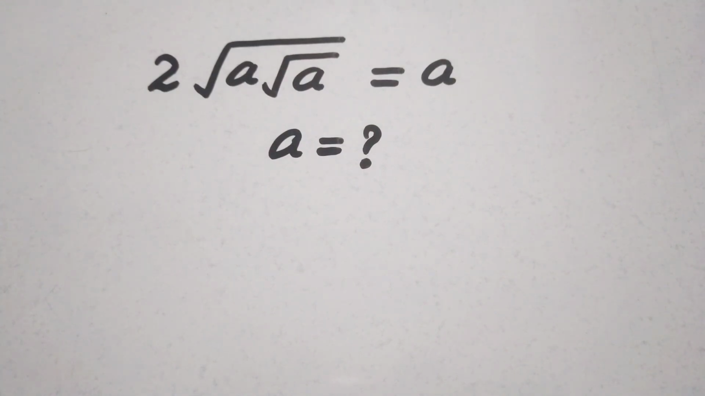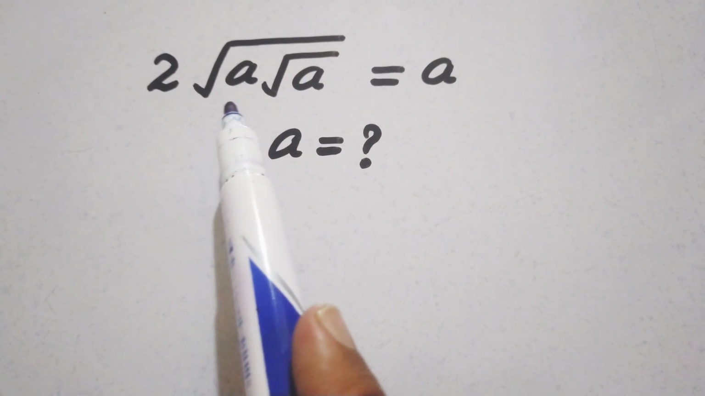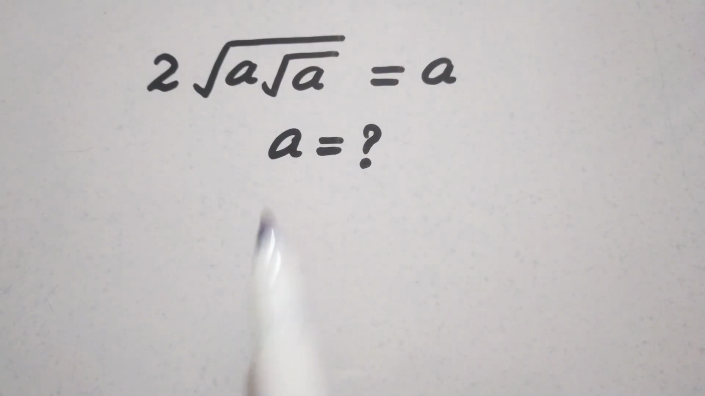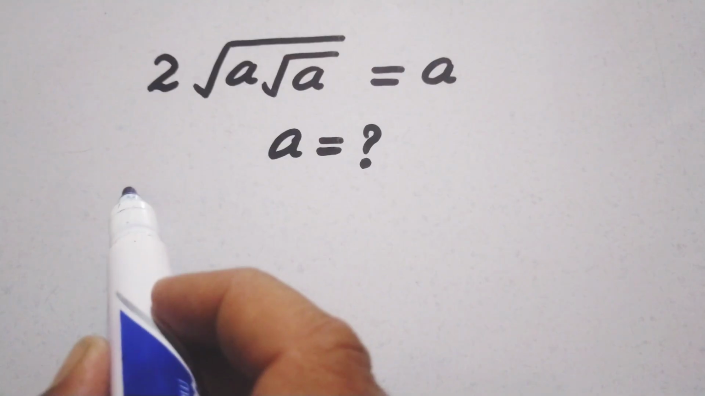Hello everyone, welcome to solve this very nice radical equation: 2 into square root of a into square root of a is equal to a. So we will find the value of a. Let's come to the solution.